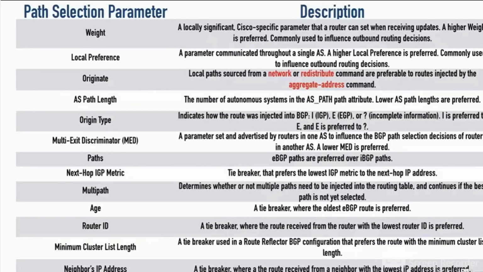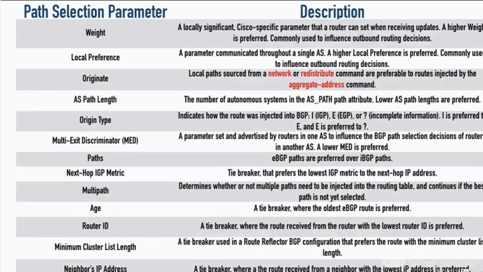Up next, we have the MED, the multi-exit discriminator. This is commonly used to influence inbound route selection, such as when we're trying to influence routers out on the internet to use a specific ISP when they're coming into our network. We apply this parameter to the routers in one autonomous system to influence decisions in a different autonomous system. Here, the lower MED is preferred. And if everything is still a tie, we look to the paths attribute, where an eBGP path, that's a path between autonomous systems, is preferred over an iBGP path, that's a path within an autonomous system.